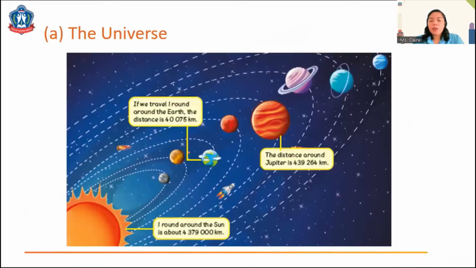Now, I have here a picture of the universe or the outer space. It has the planets, our Earth, the Sun. It shows also the distance if we travel around the Earth, the Jupiter, and the Sun. So for the Earth, the distance is 40,075 kilometers. Jupiter is 439,264 kilometers. And for the Sun is 4,379,000 kilometers. Now let's compare and order these distances.